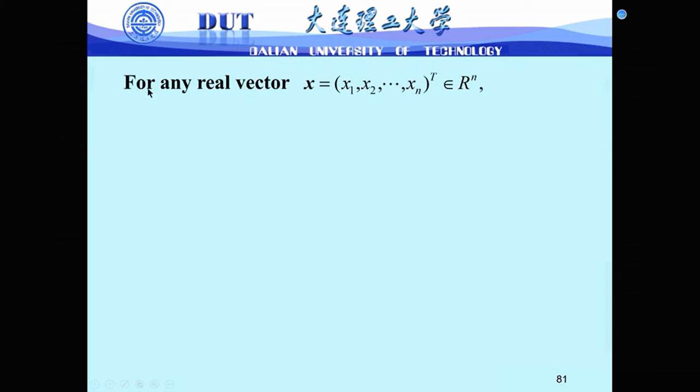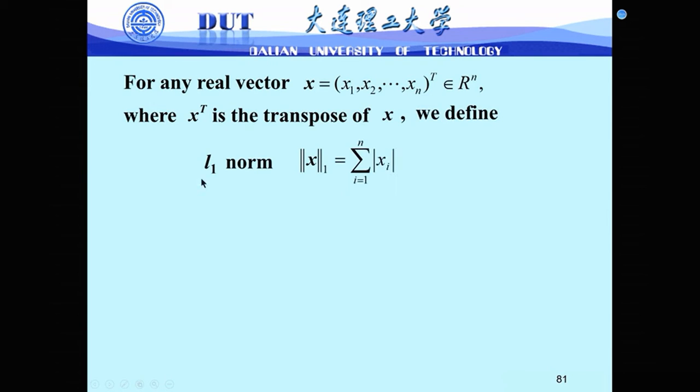Okay, now let's consider the general case, n-dimensional vector, right? So x1, x2 to xn, they are n components, real numbers, right? For any real vector, okay, now here, the subscript T means the transpose, because I write it as a row vector, but we define it as a column vector, right? Okay, now you see, firstly, I introduce you the name L1 norm.